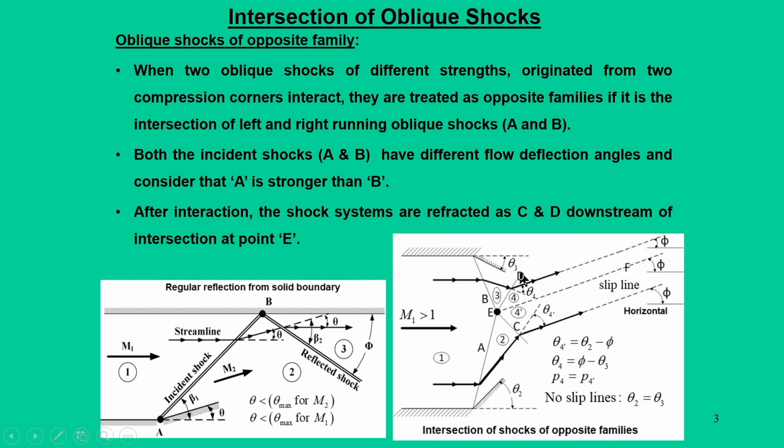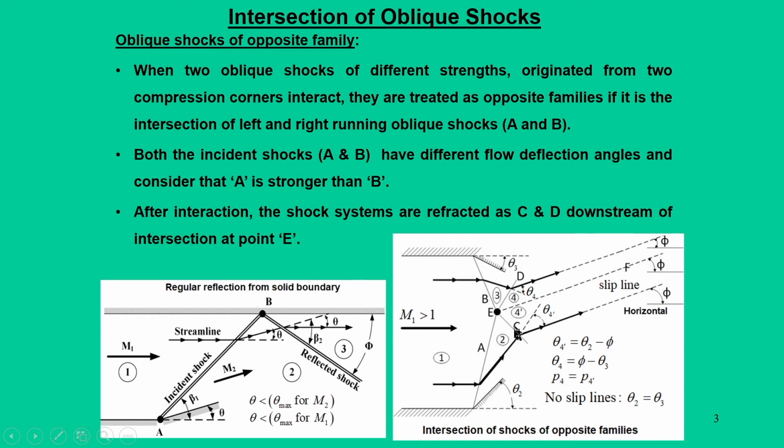Now, when these refracted shocks C and D are formed, let us see what happens from the streamline point of view. In region 1, the first thing we should remember is that shocks A and B are formed for the free stream conditions, which is region 1.